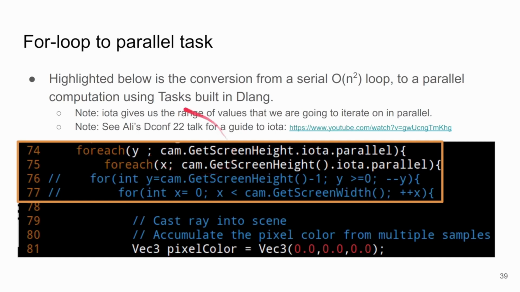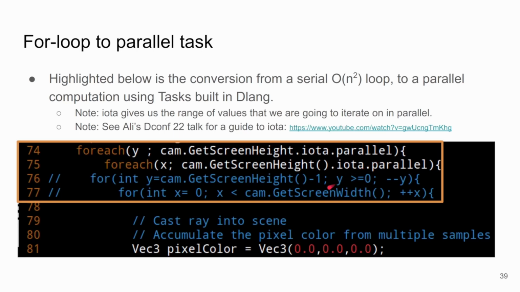So here's our code, and you can see at lines 74 and 75 what I've refactored, versus the commented out lines 76 and 77, where we're doing things very sequentially, looking at every single pixel on our screen. Well, why not just say for each of those individual pixels, and iota gives us a range, and Ali gives a really nice talk if you want to learn a little bit about iota and ranges in the D programming language. But we can simply call .parallel on it, and that's going to fire off a task and essentially give us parallelism for free from a development perspective.